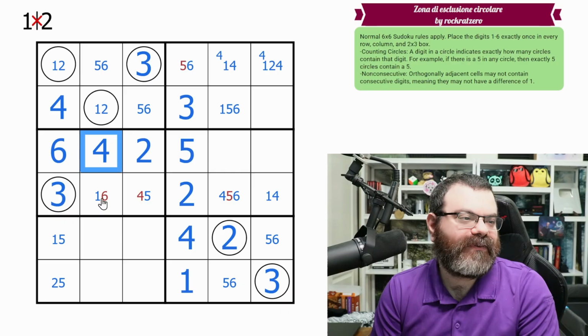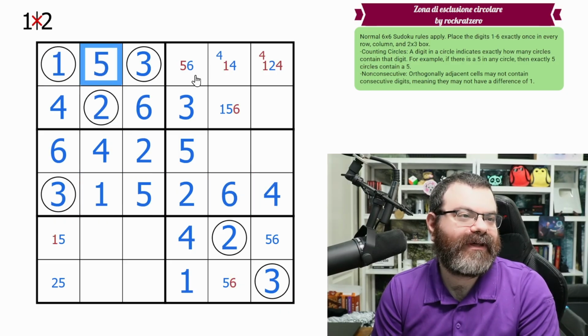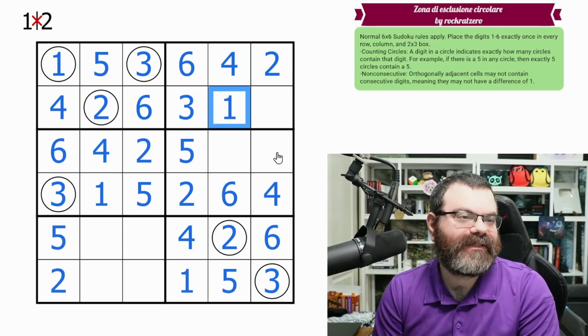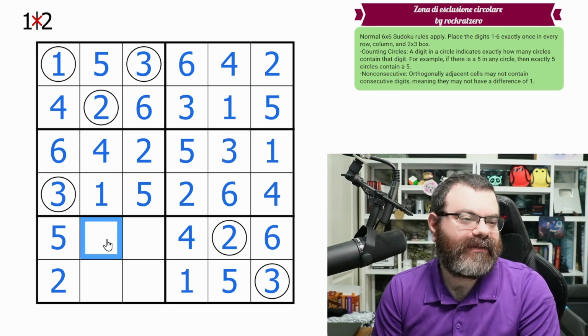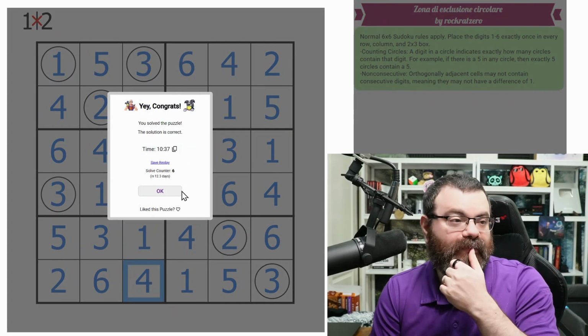That's 5, that's 4, that's 1, that's 5. We get the 4 and the 6 here. We get the 6 and the 2 and the 1, 5, 6, 4, 2. We get the 5 and the 2 here, the 6 and the 5. This is our 1. This is a 5. We get the 1 and we get the 3. And then we can just finish these. We need a 1 in this box. We need a 3 in the box, and then 4 and 6, 6, 4, and we're done.